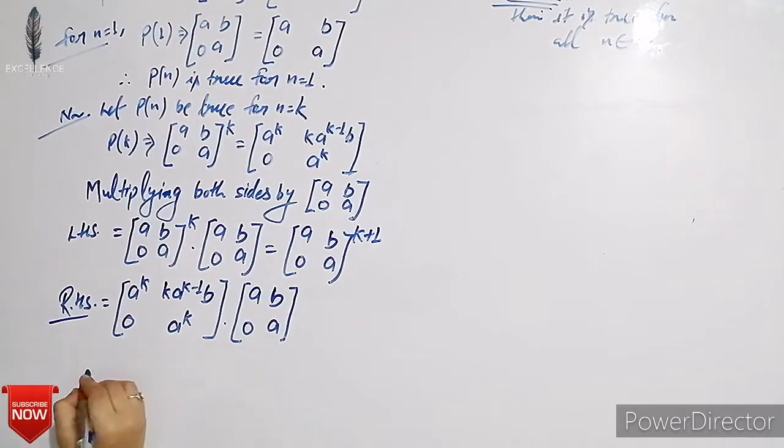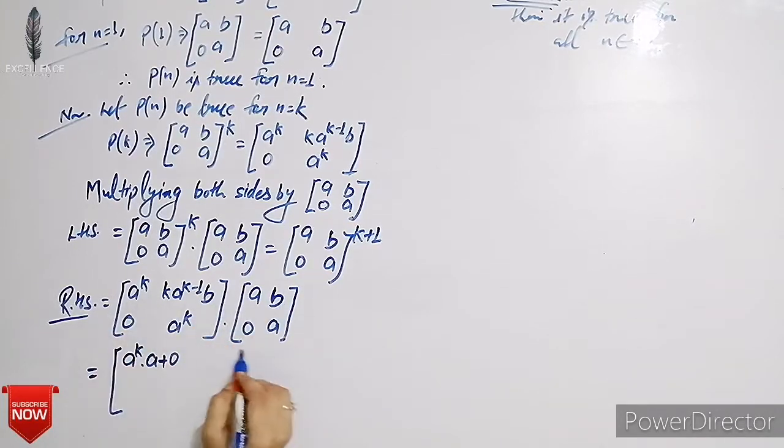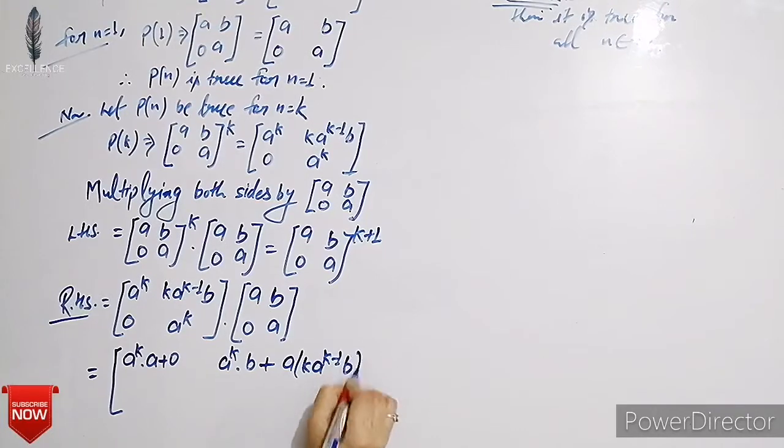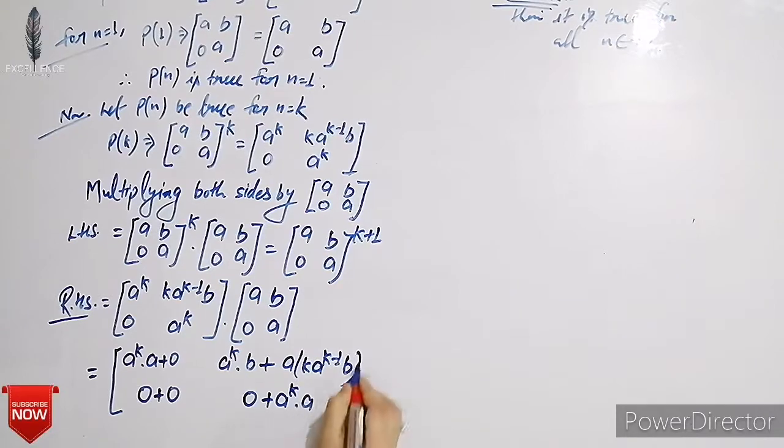On multiplying row by column, we get first row by first column. First element is a^k into a plus 0. Now first row by second column, that is we have a^k into b plus a multiplied by k a^(k-1) b. Now second row by first column, that is a into 0, 0 plus 0. Now second row by second column, that is 0 plus a^k into a.